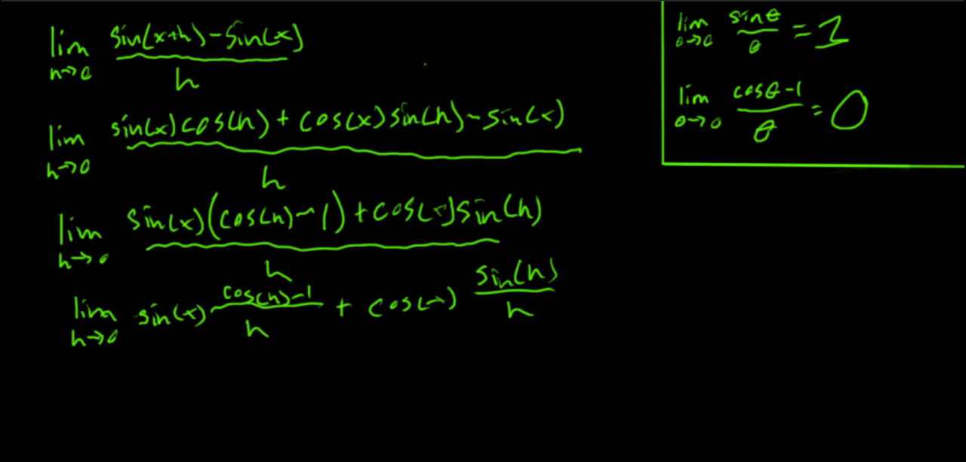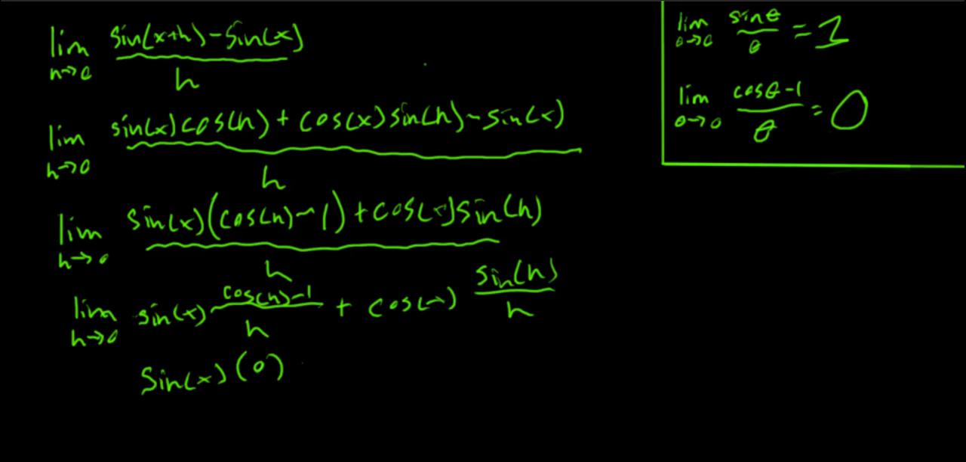Now, you can see why we accepted those limits up in the top as fact, right? Because we have them here in our answer. So let's evaluate the limit as h approaches 0. And when we do that, we're left with sine of x times 0, because we know from our limit at the top, cosine theta minus 1 over theta, we have the same thing, but with cosine h minus 1 over h.